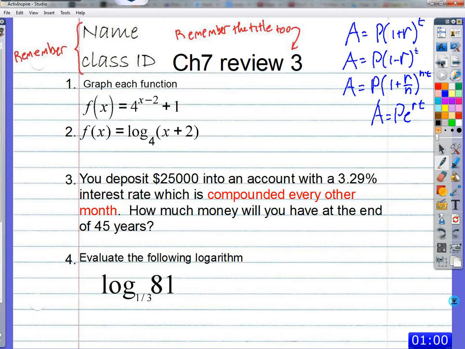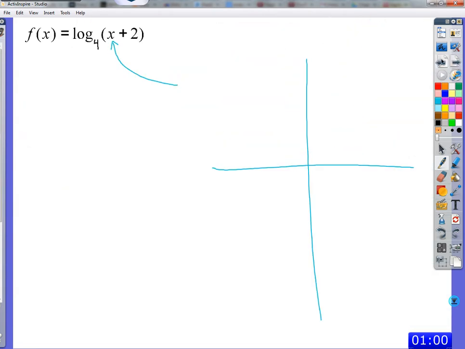Okay, now we're going to go check. It was 4. All right. So I'm going to plug some stuff in there. Why not start with 1, because we've done that before. 1. Right, so I'm going to plug in that log base 4 of 1 plus 2. That's log of 3?